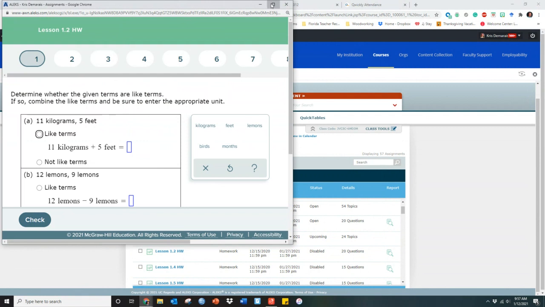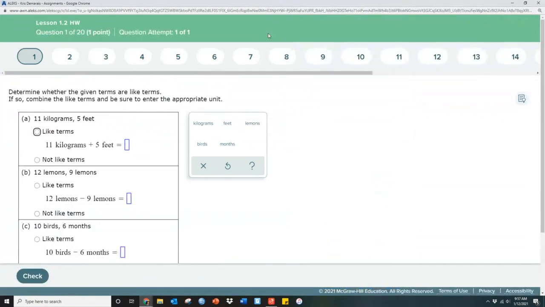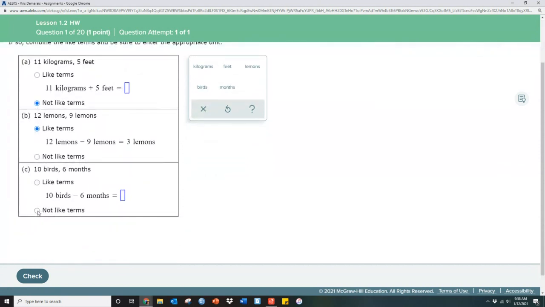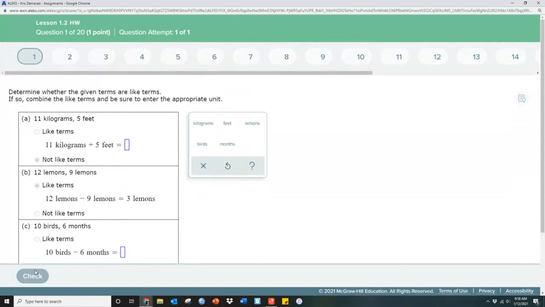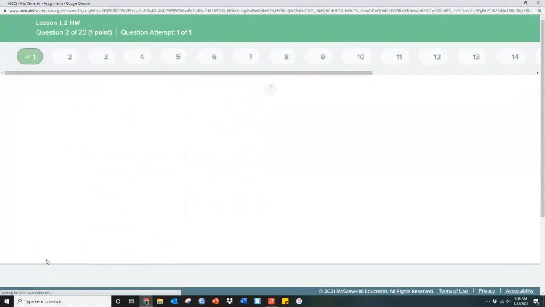All right, now, like what you saw in the book, adding like terms. Kilograms and feet are not like terms, so you can't add them together. Whereas 12 lemons and 9 lemons are like terms, and then 12 minus 9 is 3, and then of course that's 3 lemons. Birds and months are not the same thing. They're not like terms, so we just indicate that they're not like terms. So that's how easy this is. This is really a simple process, right?